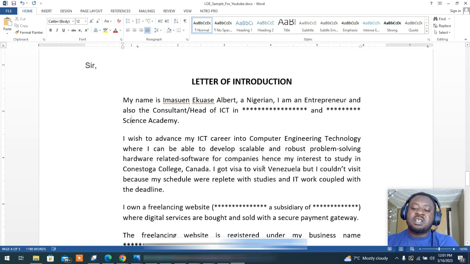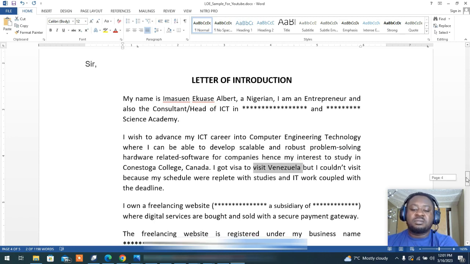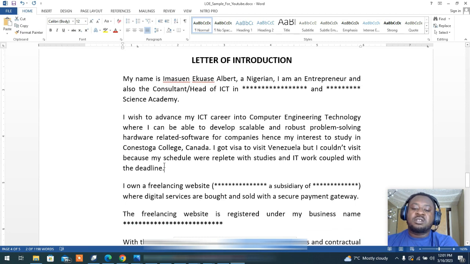So actually, I got a visa before to go to Venezuela, but I had a lot of activities, so I couldn't go. It was a one year visa. So I also scanned the visa page during the application. One thing you have to know as I'm reading is that anything you mention in your statement of purpose, don't forget to upload relevant documents.